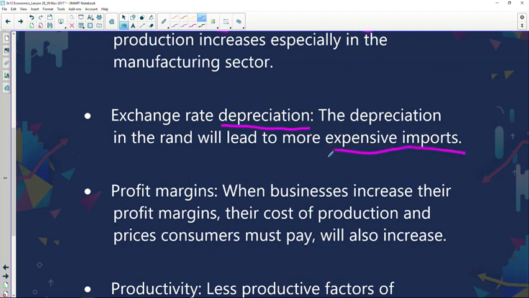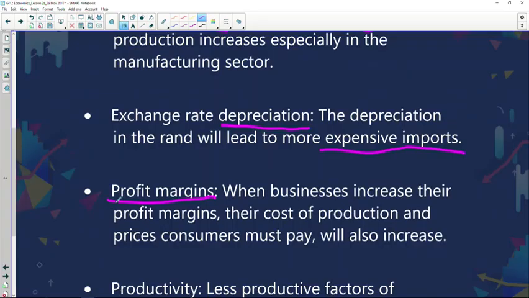So because the rand will be considered to be weaker in value, when we are paying for our imports, we are going to end up paying more money because the currency of those countries that we are trading with is stronger than the rand. So if the rand is weaker, it is costing us much more to bring those goods into our country. If those goods are essential to the citizens of a country, then South Africa will have to ensure that they do bring them into the country.